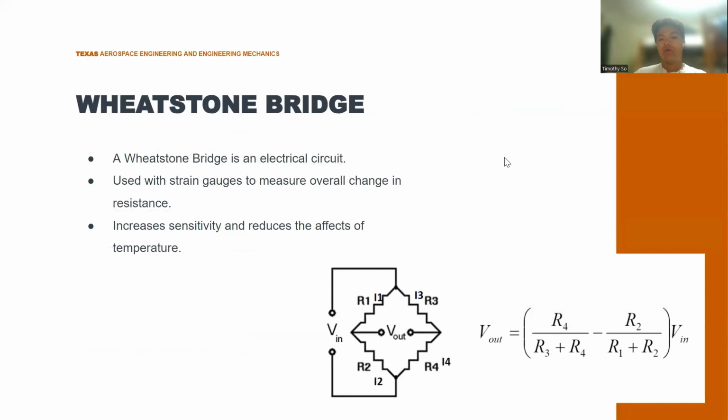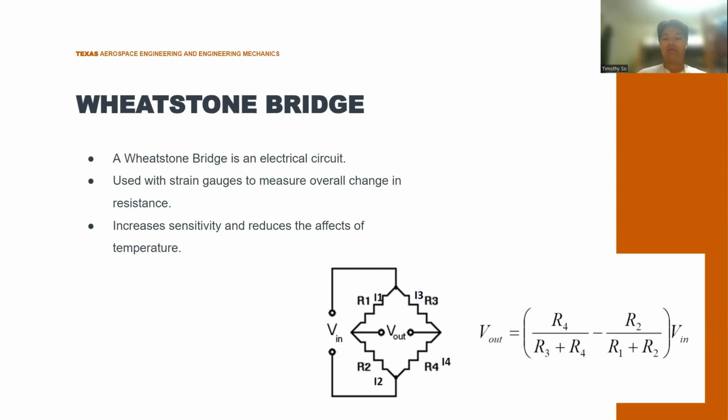Cool. So when we are measuring this change in resistance, it is usually very, very small. So we have to use something called a Wheatstone bridge, which is an electrical circuit that increases the sensitivity and increases the resistance effects on the voltage. Below, you can see the configuration of the Wheatstone bridge. Voltage in is something we can control, along with R1, R3, and R2.